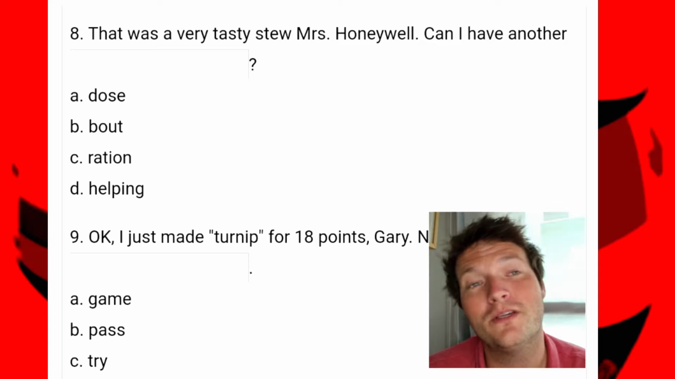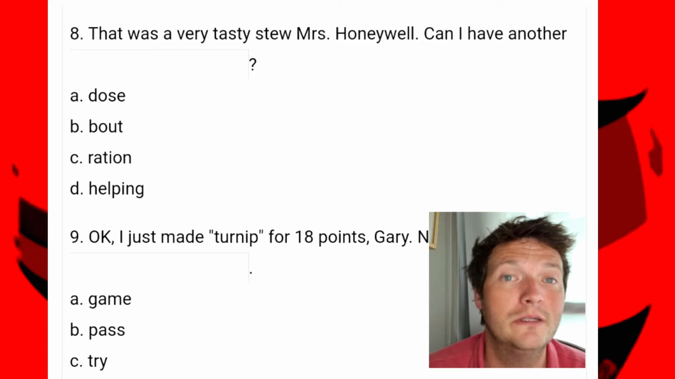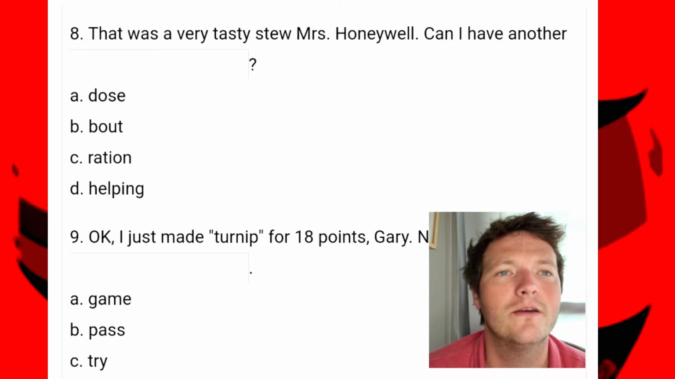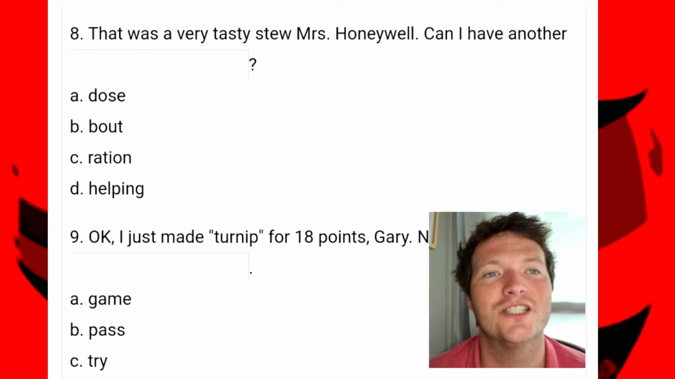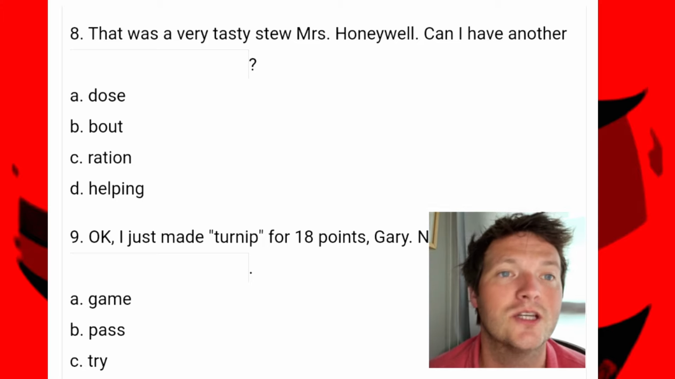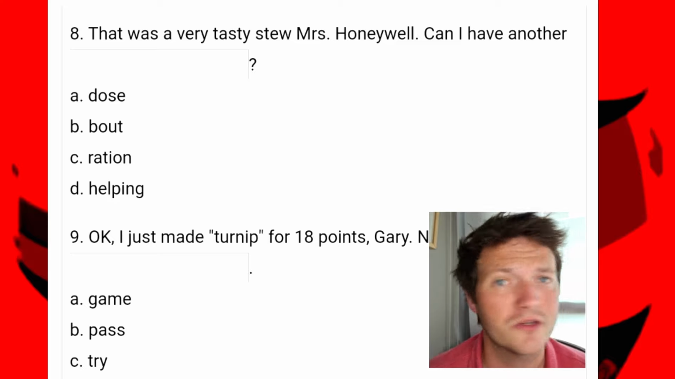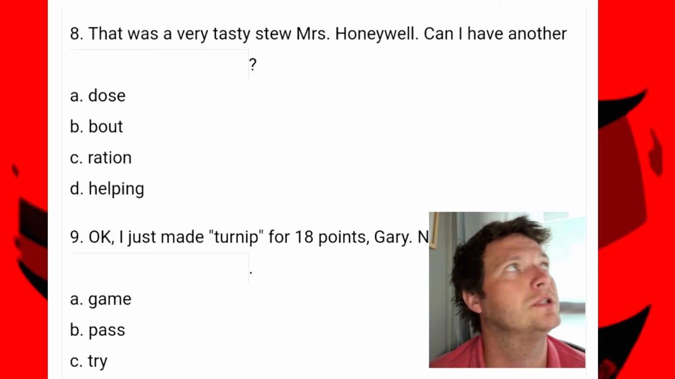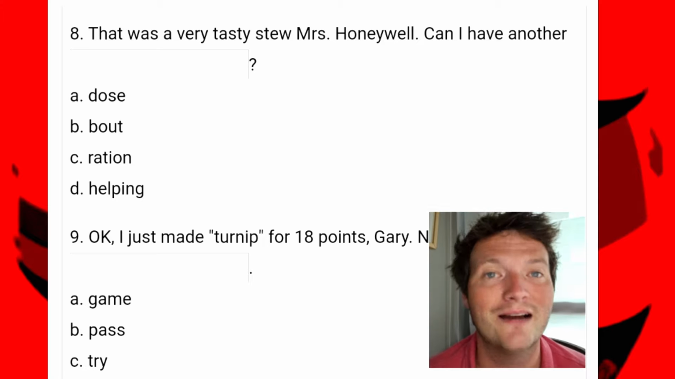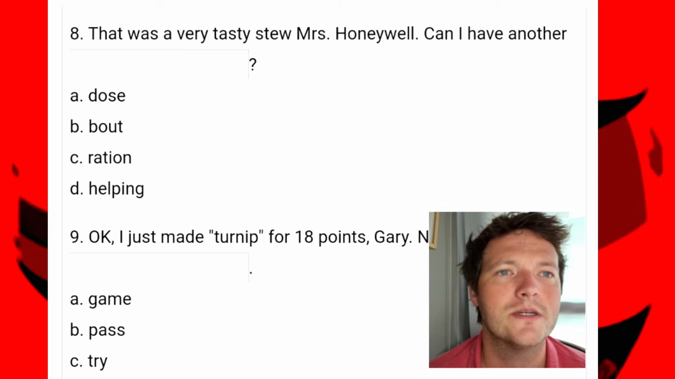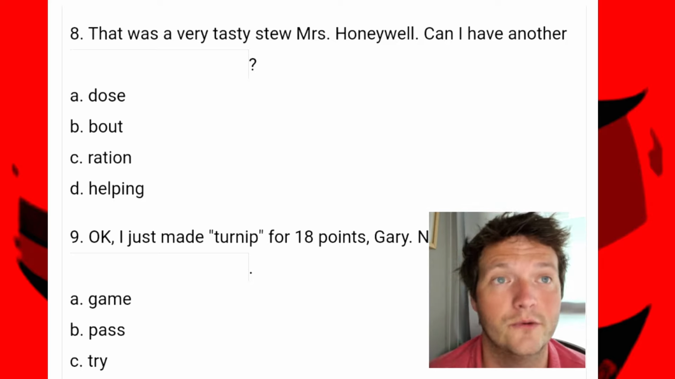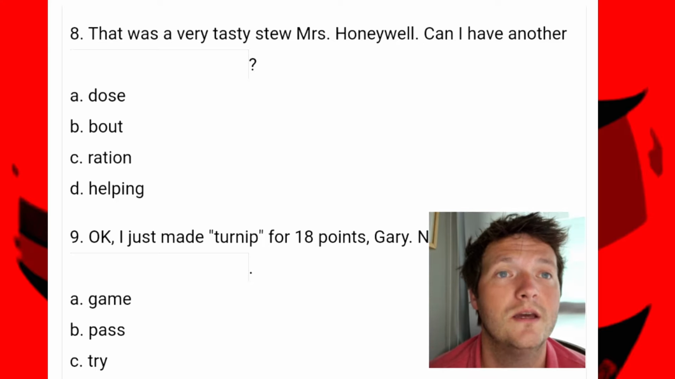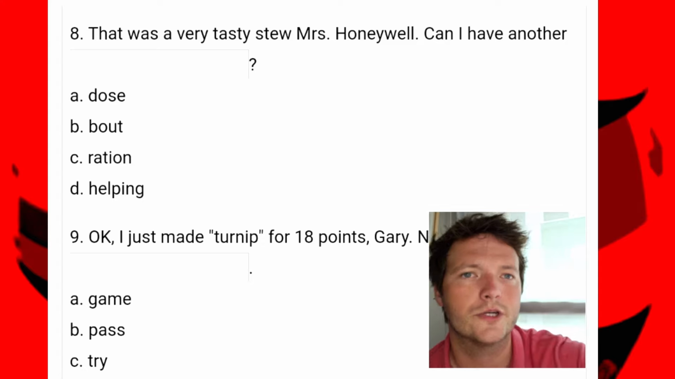Well, this one could be confusing, I guess, because in Spanish, for another portion of food, you do say ración, but ration in English is what you have in the war. You have rations. You have small amounts so that the total amount of food doesn't run out. So it's not a ration. A bout, you'd have a bout of scarlet fever or something like that. You have a bout of some illness. A dose of medicine. A helping of food. Yeah, another helping of stew in this case. Can I have another helping? Yeah, no questions about that one.